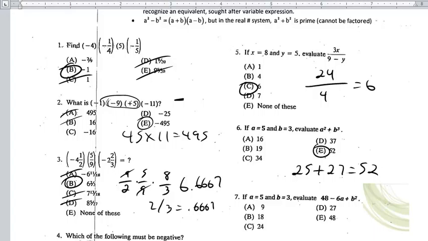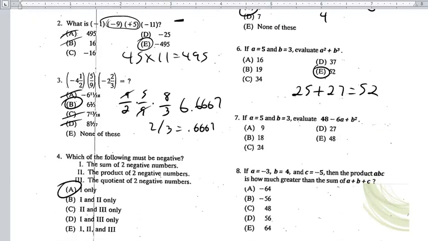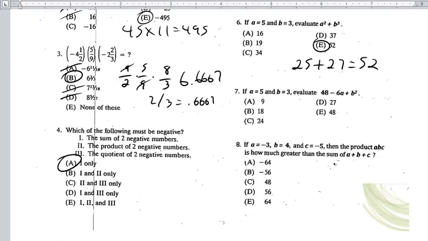Okay? Number 7. If A is 5, B is 3, evaluate 48 minus, and again, this might not be a bad thing to put in your calculator, right? You do 48 minus, and then again, do you need to do 6 times 5? No. How about just 30? And then B squared, so plus 9. That's not that bad to do on your calculator. So 48 minus 30 is 18. 18 plus 9 is 27.